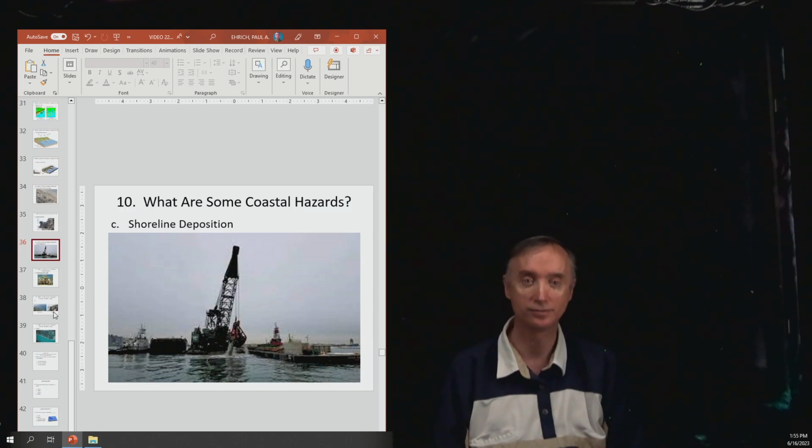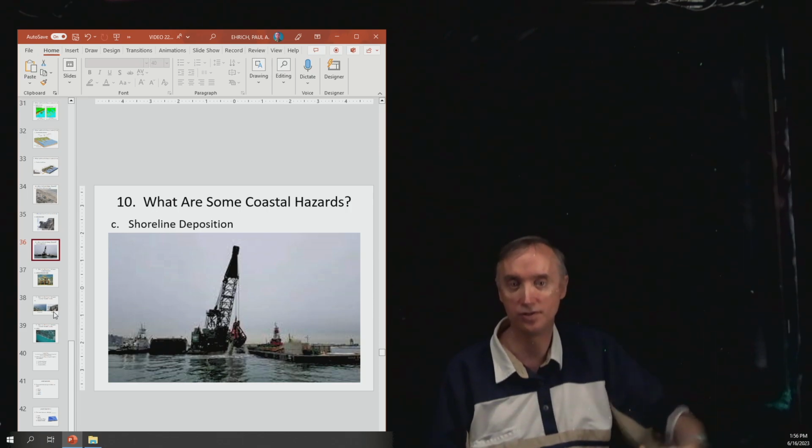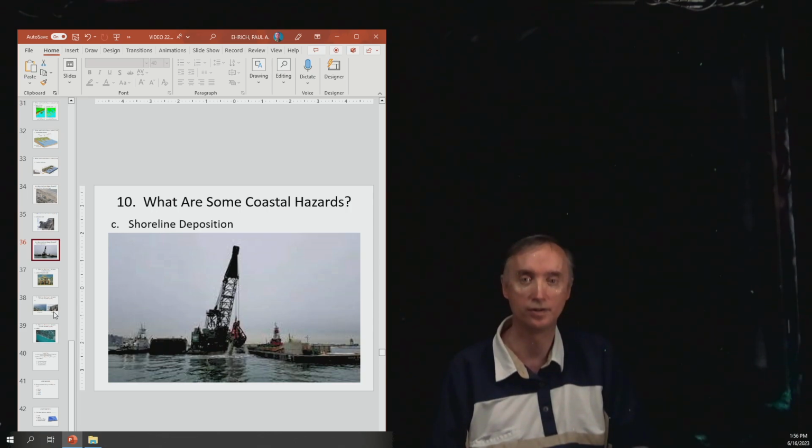Shoreline deposition. As waves come in, they're going to bring sand with them. What can happen is the sand can clog up a harbor so that ships will not be able to go into that harbor because there's so much sand in it. So then they have to dredge it. This is a picture of a dredge, and it actually has to dig out all of that sand, and then they have to take that sand somewhere else and dump it.